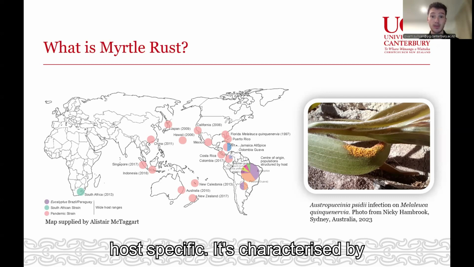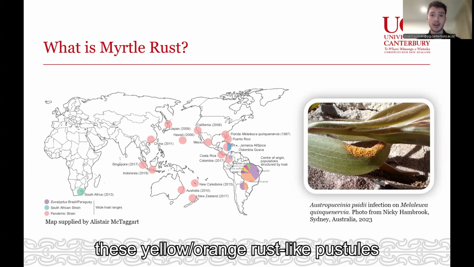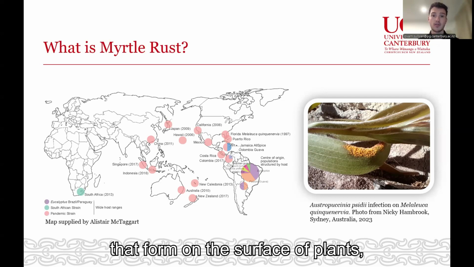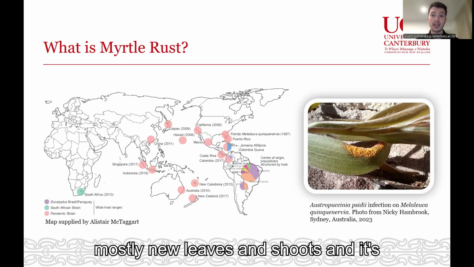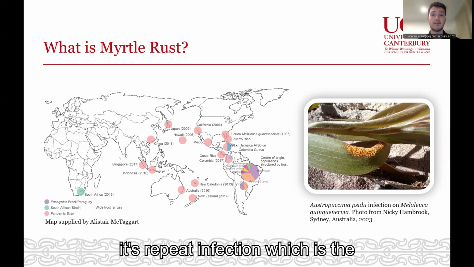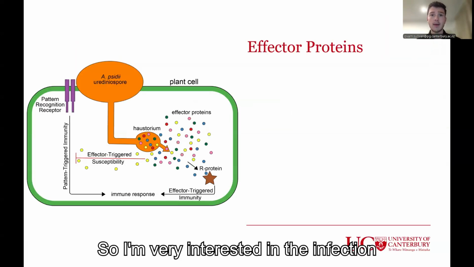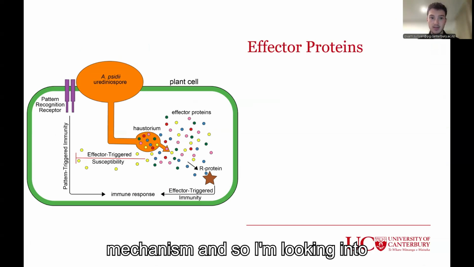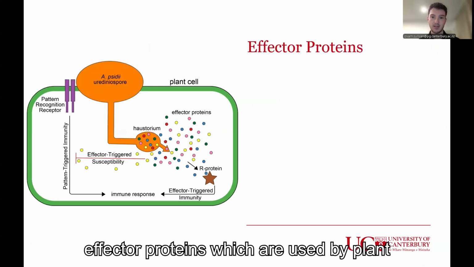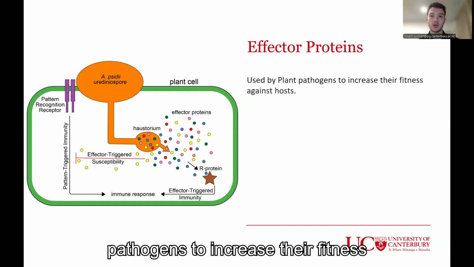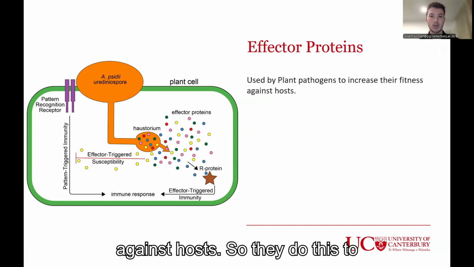It's characterized by these yellow-orange rust-like pustules that form on the surface of plants, mostly new leaves and shoots, and it's really devastating to these plants, and it's this repeat infection which is usually the cause of death. So I'm very interested in the infection mechanism, and so I'm looking into effector proteins, which are used by plant pathogens to increase their fitness against hosts.